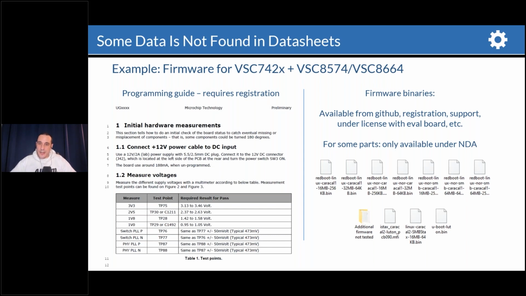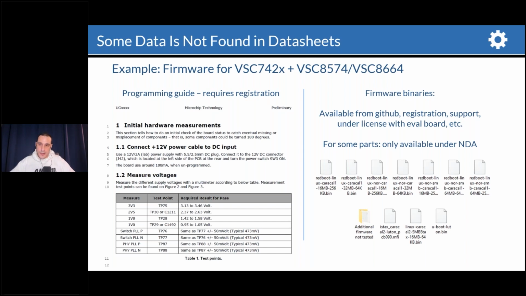Now, the firmware binaries, obviously not part of a data sheet, but these are binaries that you would need in order to start using this pair of components together. So some manufacturers are making all of that information available from GitHub. Sometimes you need to register for their support area, and you can get it again in the same area that you might get a programming guide. In some cases, it exists, but they don't make it available to you even under registration. What you actually have to do is contact their support team and then get it under a license or under an NDA with an eval board.